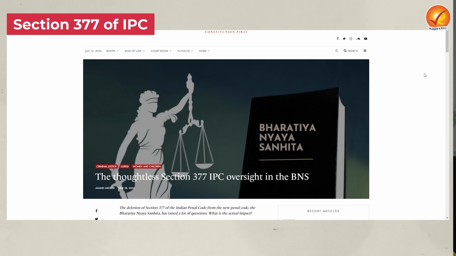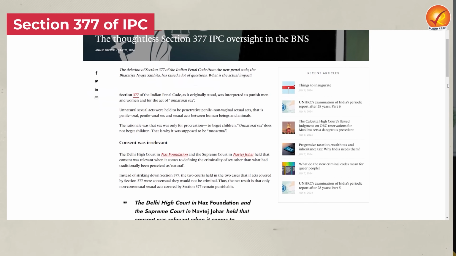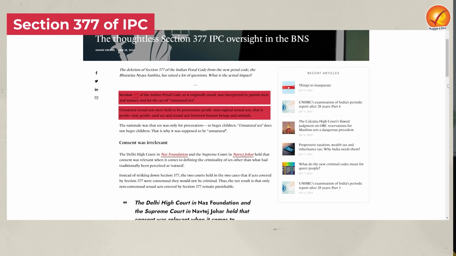First is Section 377 of the IPC, which criminalized homosexuality. It has been completely repealed under the BNS 2023. Also, the provisions related to adultery have been repealed and the laws have been modified in a way as to bring gender neutrality in those laws. So gender neutral laws have also been introduced in this BNS 2023.